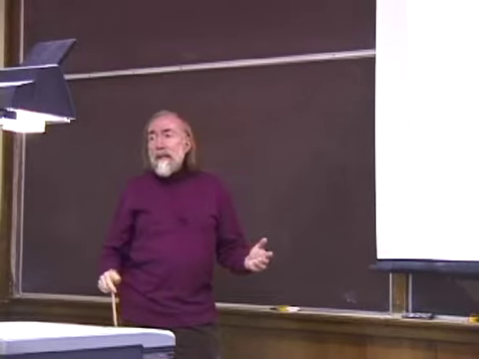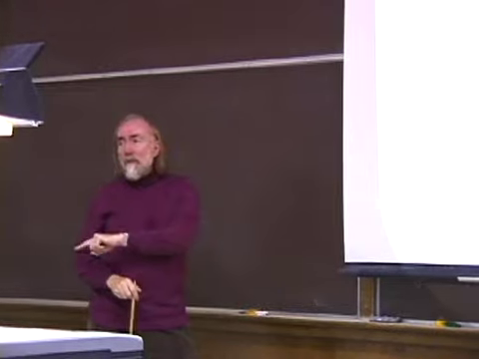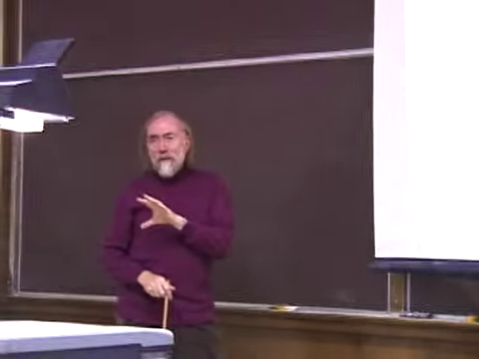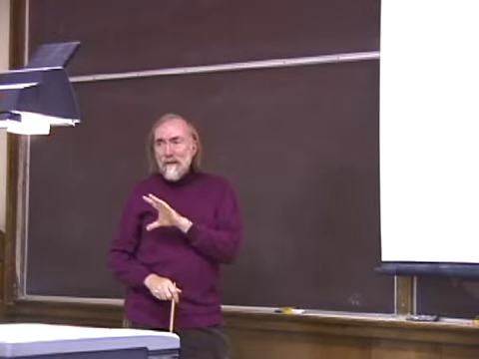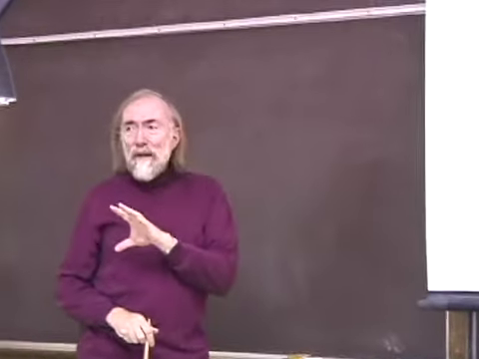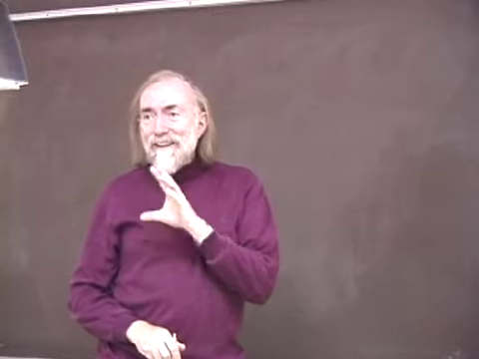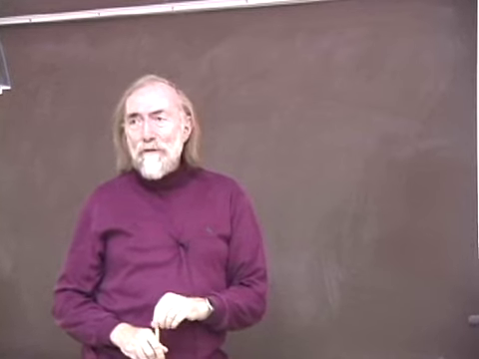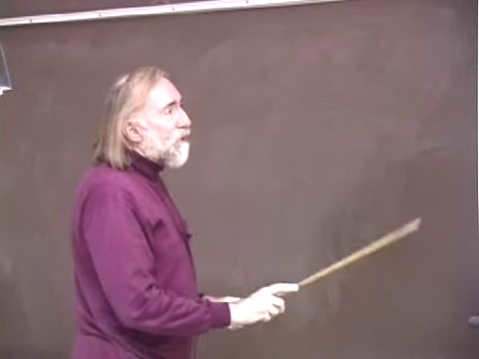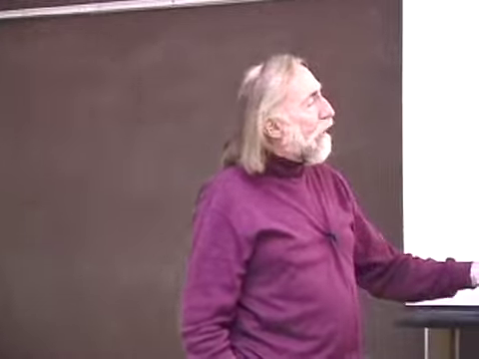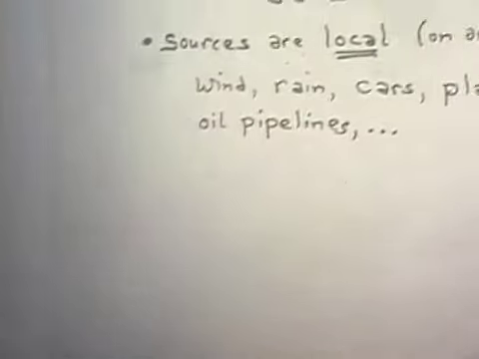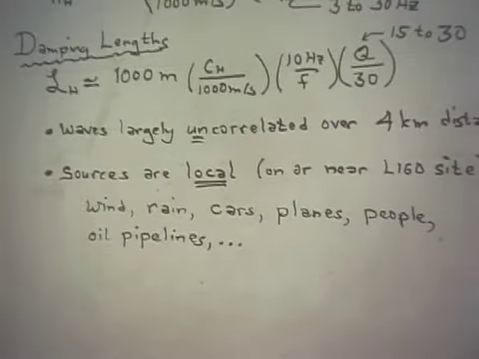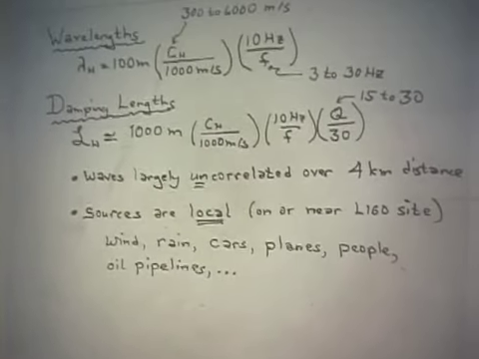And so there may be 8 e-folding lengths from one end of the beam tube to the other, which means that this stuff we're worried about is locally produced in the vicinity of the ends of the beam tube by people, by rain, by loggers felling trees, by trucks, and so forth. And so I say, sources are local: wind, rain, cars, planes, people, oil pipelines. There's an oil pipeline that is a little problematic near the facility in Louisiana.